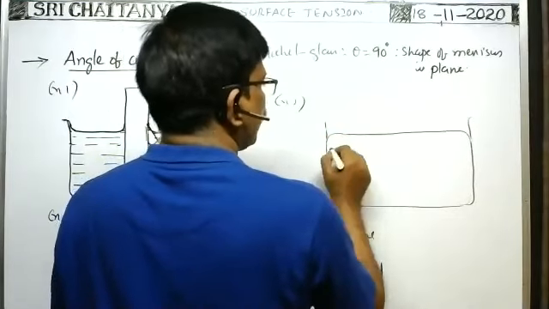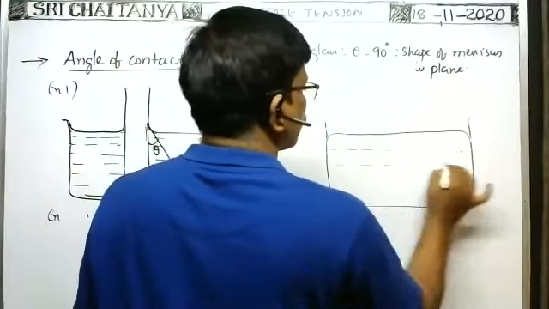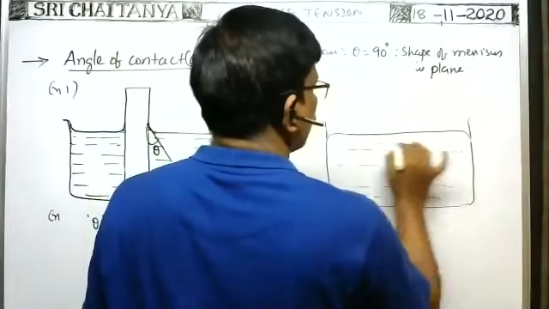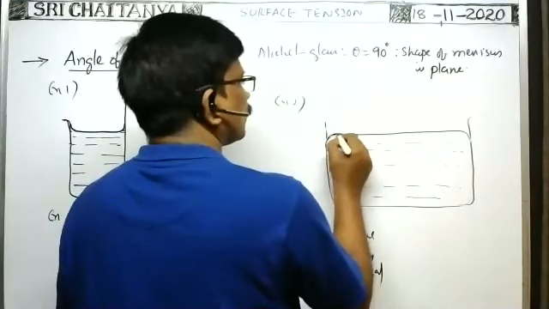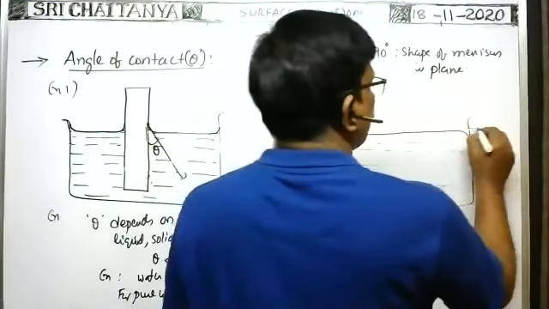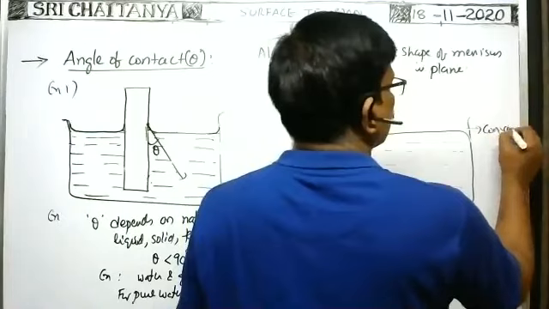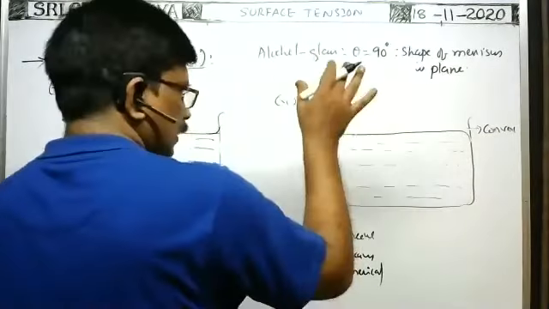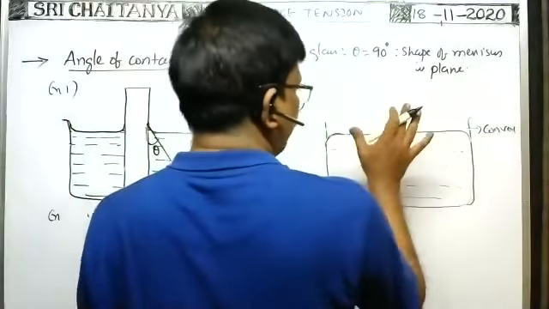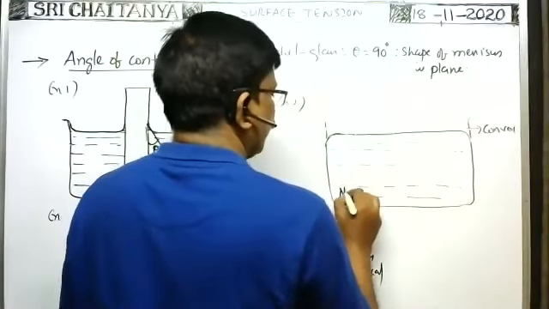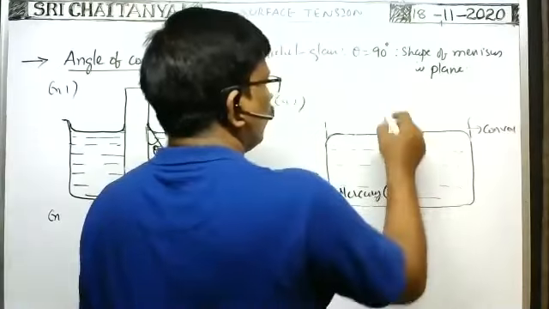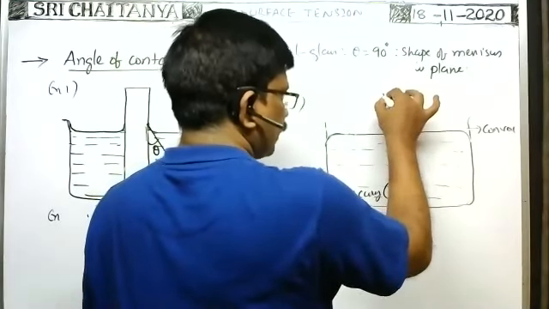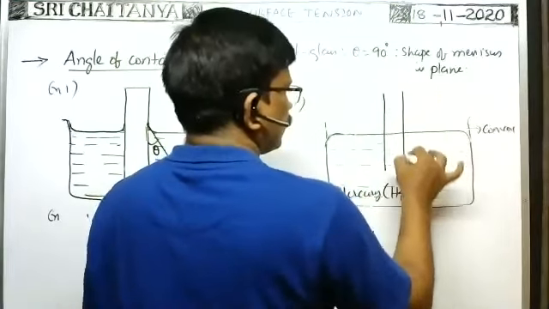Shape of the meniscus in this case is no doubt convex. Okay, it is convex. So in this beaker, mercury, Hg, is taken. One glass plate or glass rod is submerged in the mercury like this.